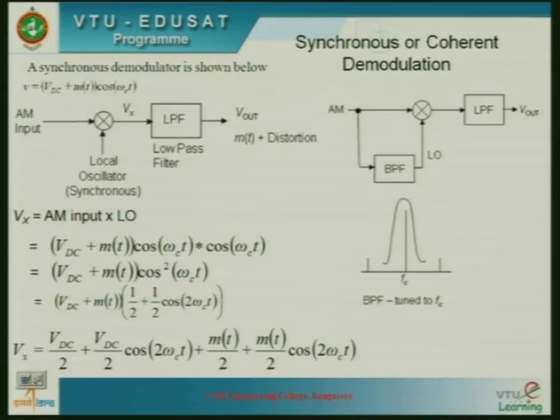So if you pass it through a low pass filter, the low pass filter will remove all the high frequency components and retain only the low frequency components, and you will be able to get m of t at the output. That is basically what happens in the synchronous coherent demodulation technique. But why do we call it synchronous coherent or coherent demodulation technique?